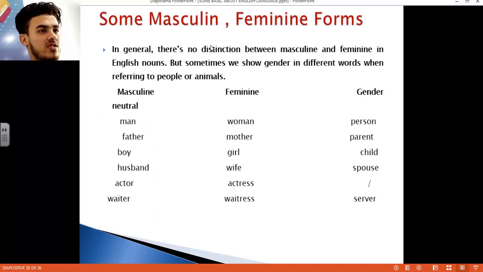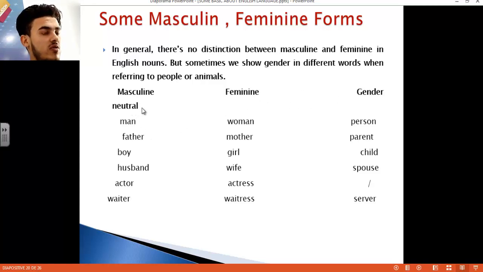And here we will have some masculine and feminine forms. As we have talked before, there is no difference between masculine and feminine forms in English, but we have some exceptions. In general, there is no distinction between masculine and feminine in English nouns, but sometimes we show gender in different words when referring to people or animals. Here we have a neutral, a feminine and a masculine.